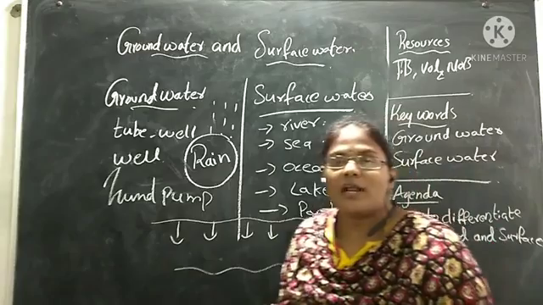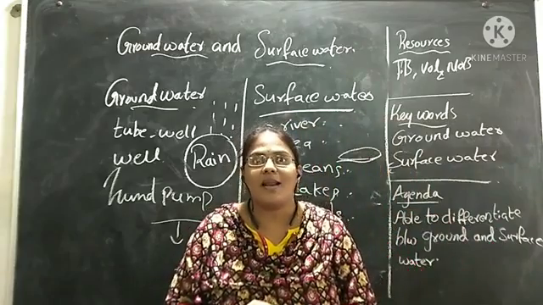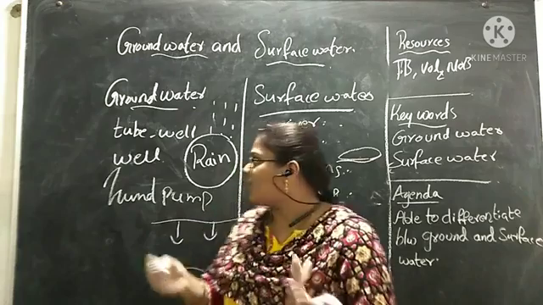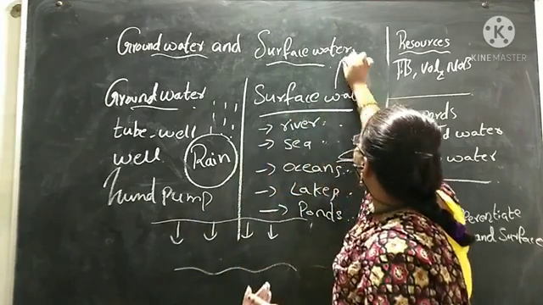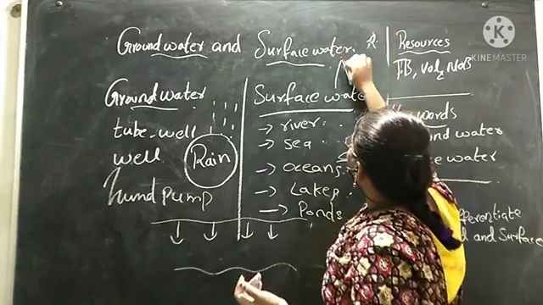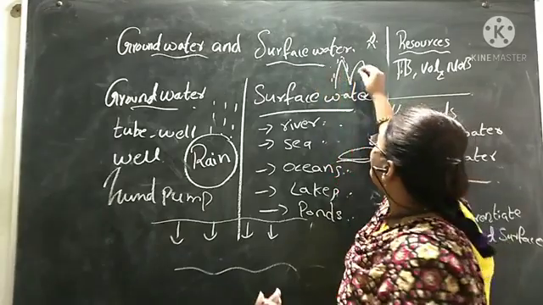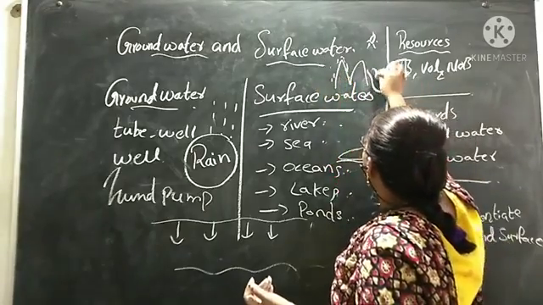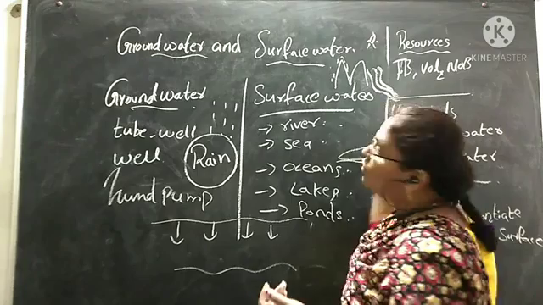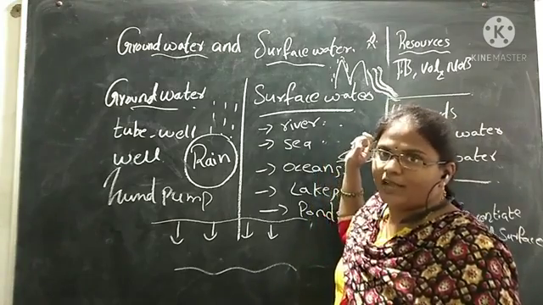Okay children, now tell me one question. How are we getting water in the Himalayas? See here, these are the mountains. When the sun gives heat on the Himalayas, the snow will melt and form water. This is also a source of water, surface water. Can we see it? Yes, we can.